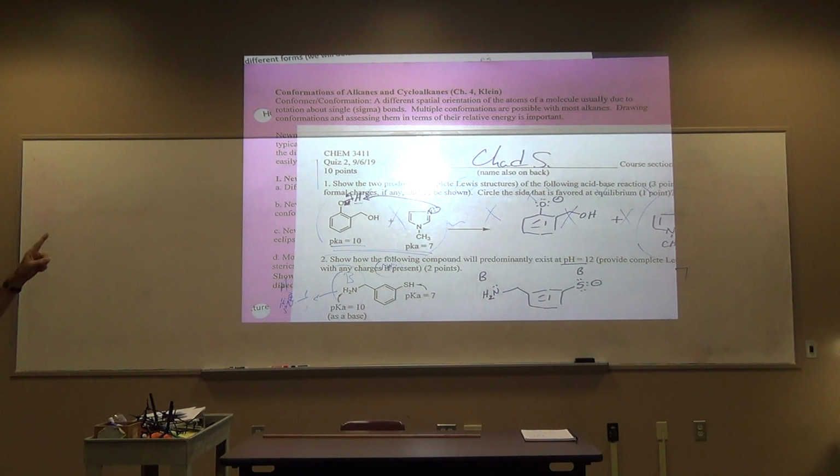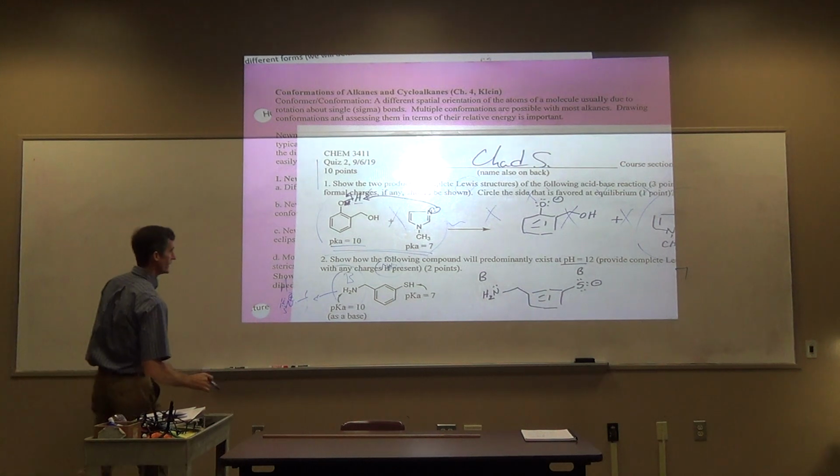For this to be favored, the pKa of your base needs to be higher or lower? If it's a higher pKa, then the conjugate acid of your base is going to be weaker. So we need it higher. You need a pKa of like 11 or 12, and that would make it a weaker acid on the right side.